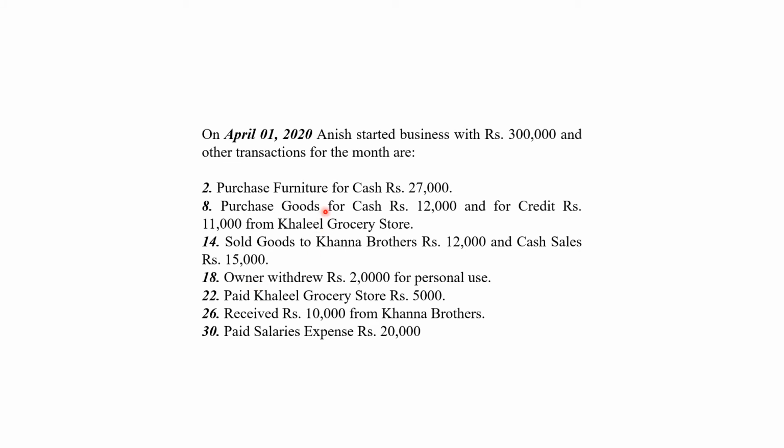Now over here you have journal entries which are written, a few transactions. So on 1st of April 2020, Anish started a business with 3 lakh capital, and other transactions for the month. So we have purchased furniture, purchased goods, and then again sold goods and withdrawn some cash and paid to a supplier and received from someone, a debtor, and again paid salaries. So these are the different kinds of transactions which a particular business, a hypothetical business, has incurred.